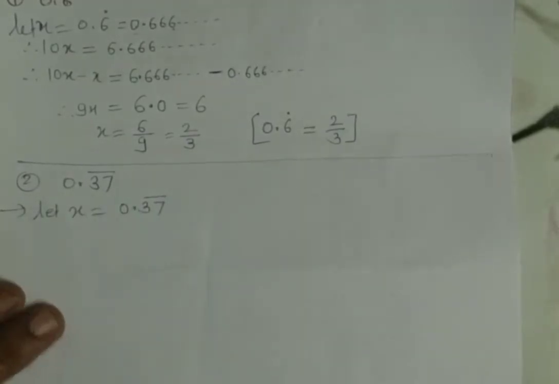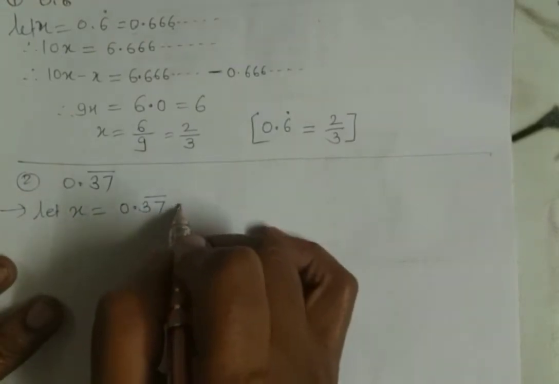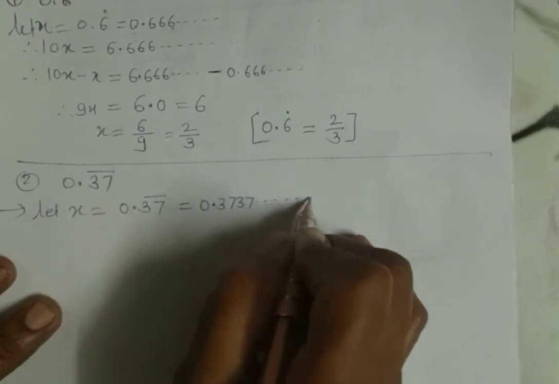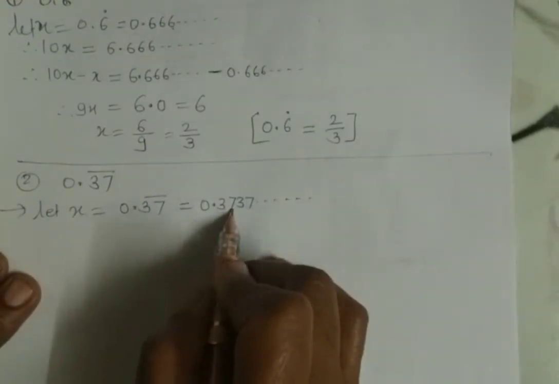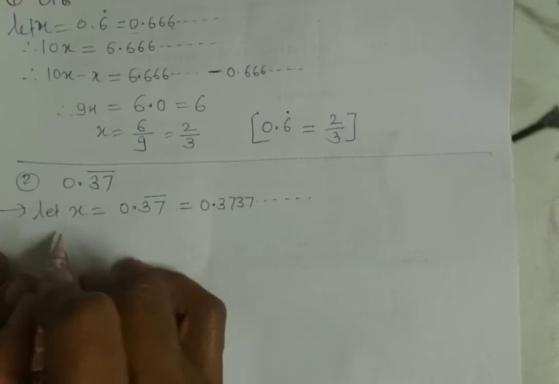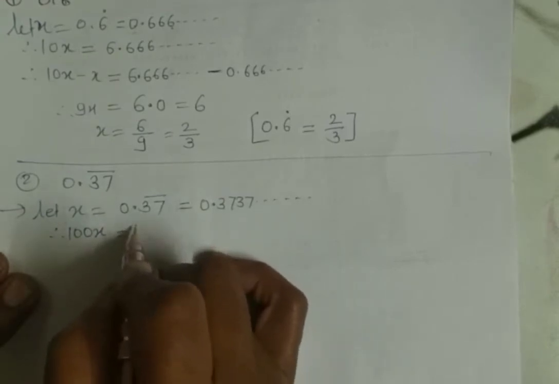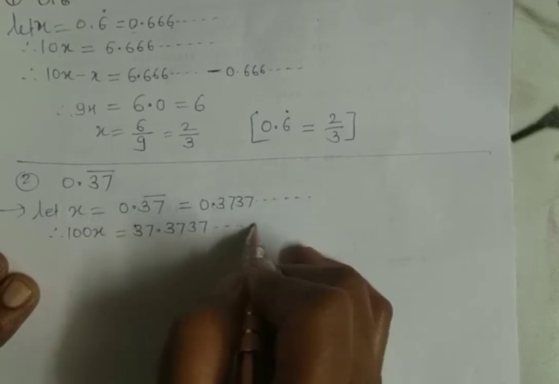0.37 recurring. Here 2 digits are recurring, that is 3737 onward. We can write it this way, 0.3737..., infinite times. Now 2 digits are recurring, that's why multiply both sides by 100. In the last example, only 1 digit was recurring, so we multiplied by 10. Therefore here we get 100x is equal to, with the decimal point moved 2 places, 37.3737 onward.